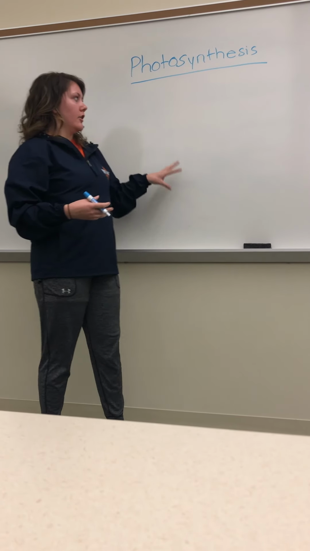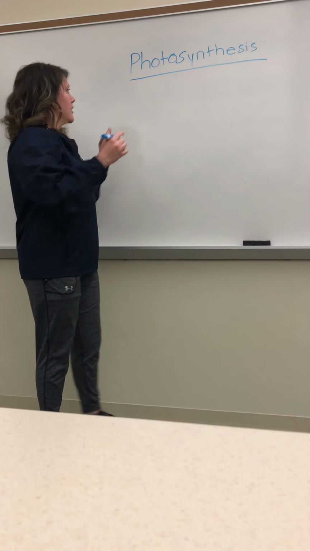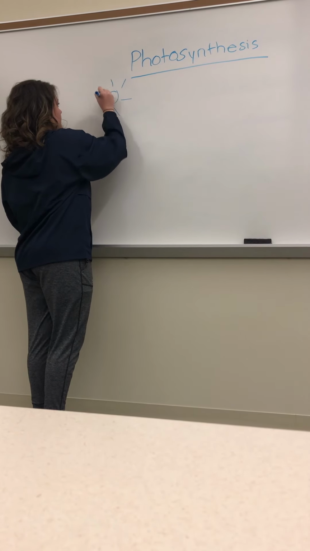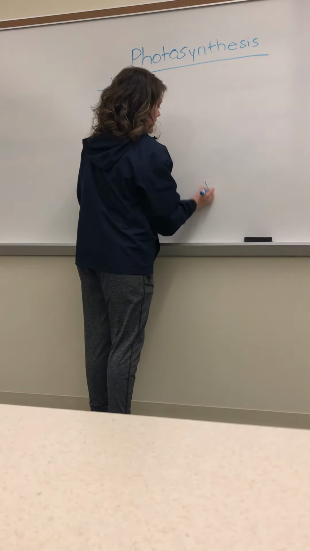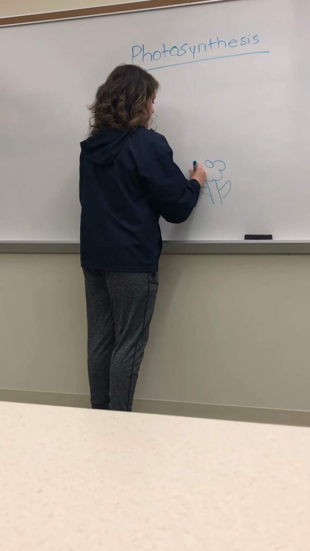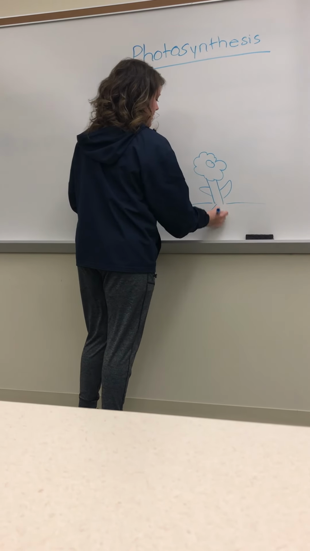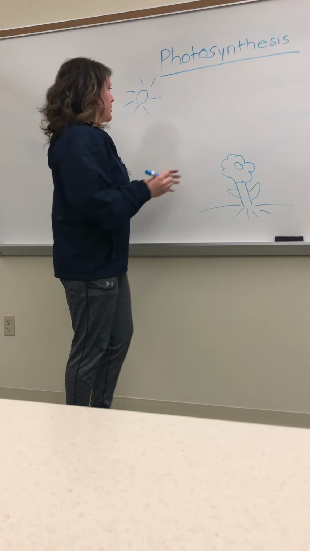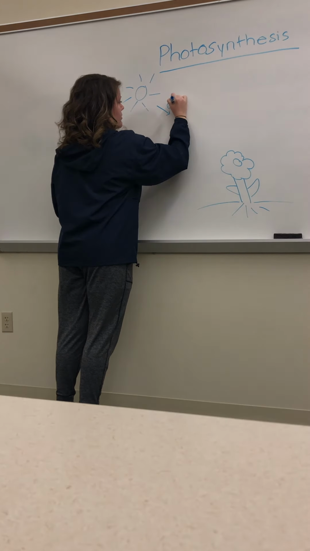And so I'm going to draw you guys a diagram on the board so you can better comprehend what it is. So we're going to start off with a sun. And then I'm also going to draw a plant, and I'll draw a flower. Okay, so during photosynthesis, the sun is going to give off energy to the plant. So I'm going to draw an arrow and then label it energy.